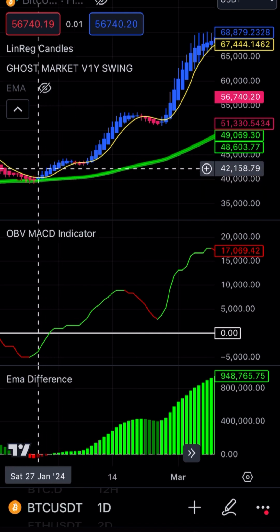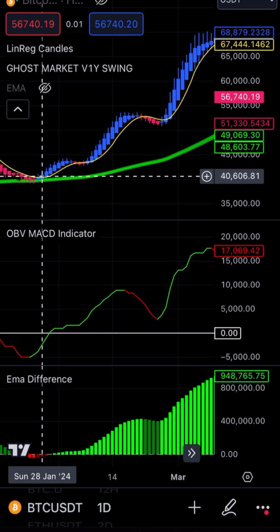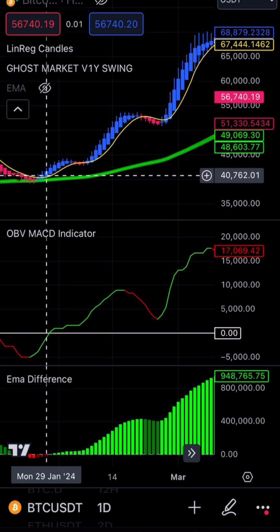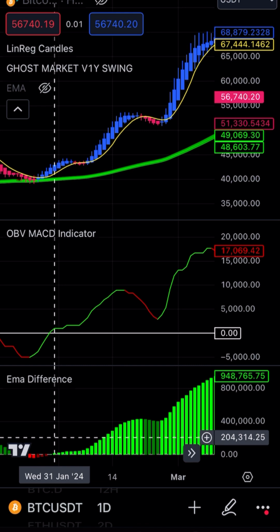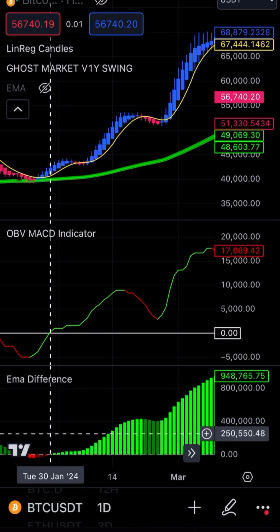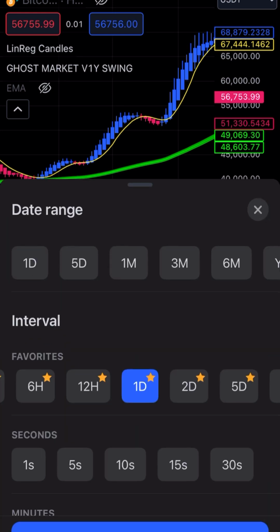So right here we see it crossing up on the MACD. So that's another signal. We see the candles are above the linear line. It's above the 90.95. And the EMA difference, it's going from being on the down side of the zero line, right down here, it's going up. So this is another signal of it shifting direction to the upside.